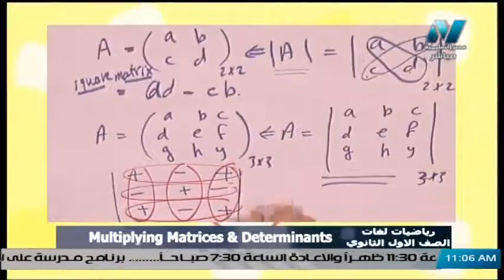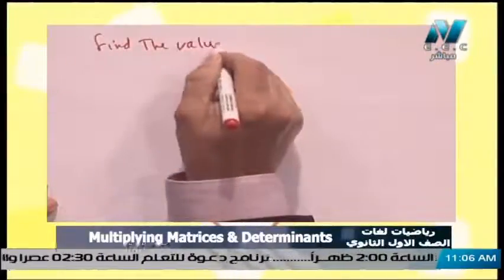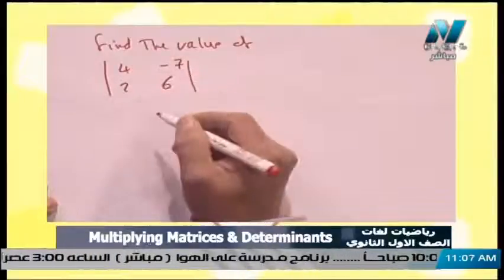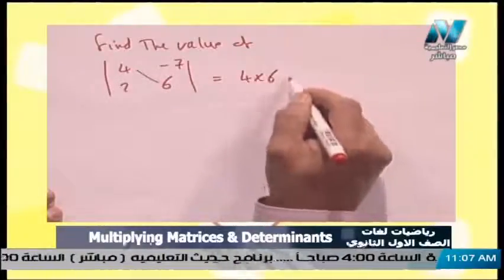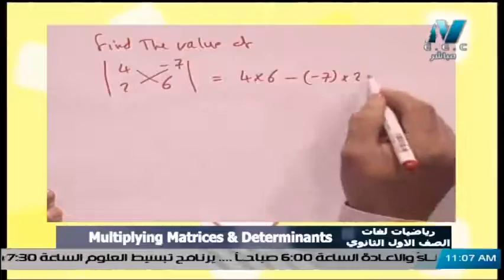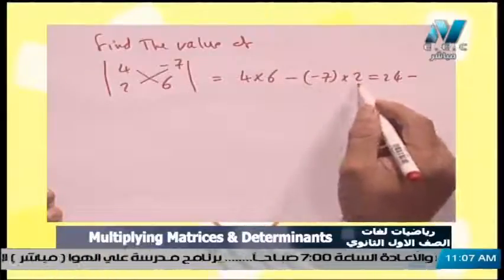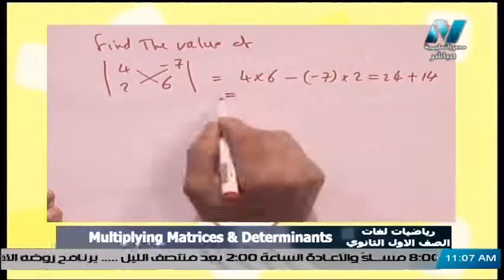Okay, first we will find the determinant of some small determinants, which are second degree determinants. Find the value of the first determinant: -7, 2 and 4, 6. It equals 4 times 6 minus -7 times 2. The answer will be 4 times 6 equals 24, minus -7 times 2 equals -14, multiplied by negative equals +14. The final answer will be 38.